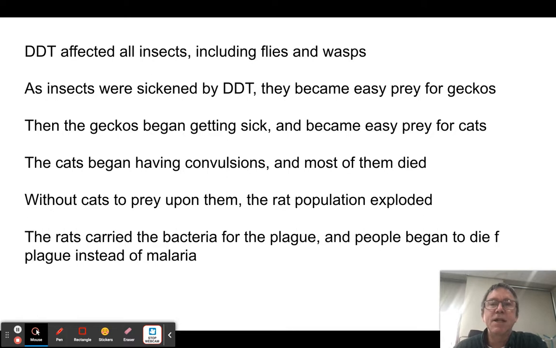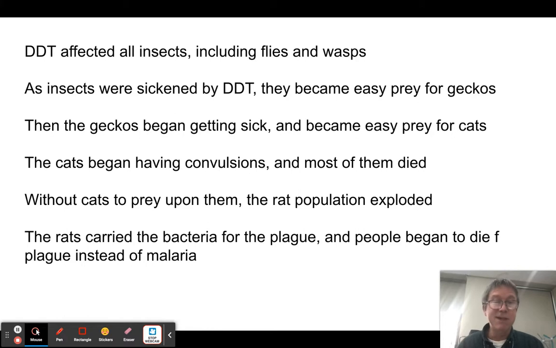So what you find is that when these insects are exposed to it, it's not like they necessarily just fall over dead right away. First they get sickened. They become lethargic. They're not moving very quickly. And that made them easy prey for geckos, which, if you've ever been in tropical places, are these lizards that crawl up the walls. I love them. Now, the geckos started preferentially eating these mosquitoes that were infected with DDT because they were easier to consume.